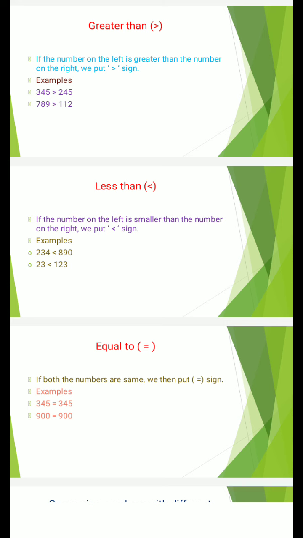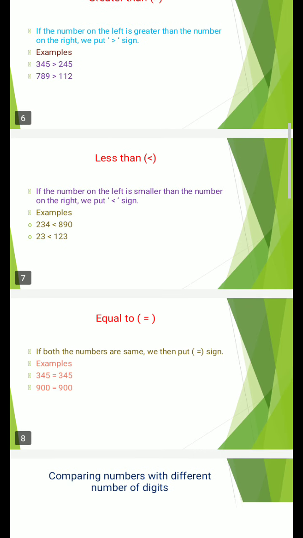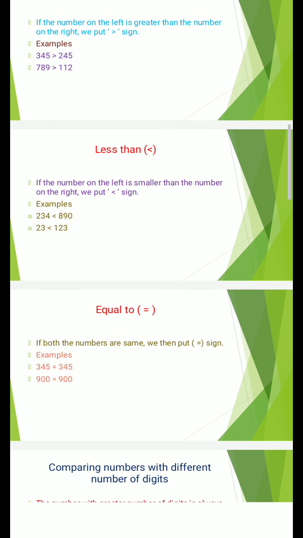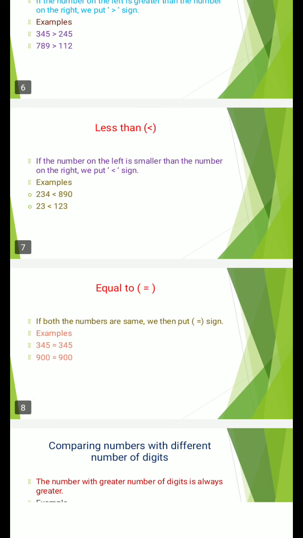And then next case, the given numbers are 23 and 123. In that case, the number on the right is 123 and the number on the left is 23. The number on the right is greater than the number on the left. So we put the less than symbol. 23 is less than 123.